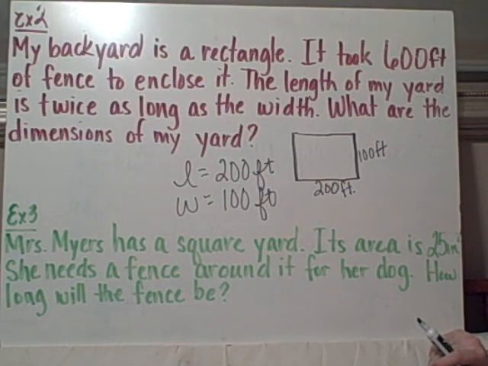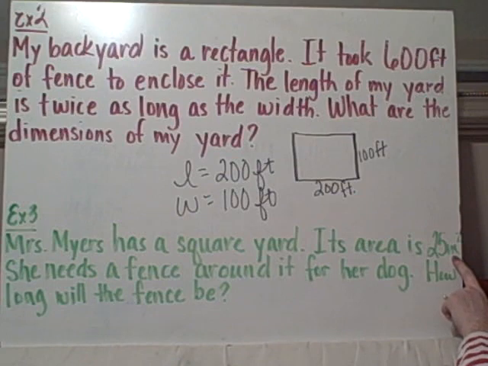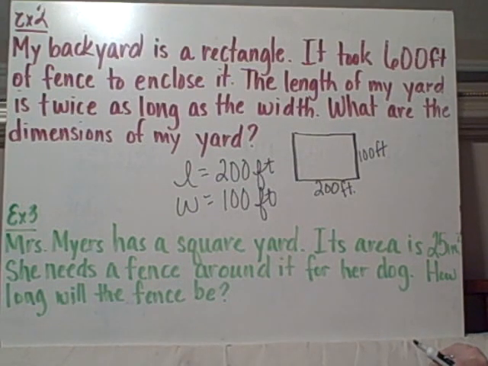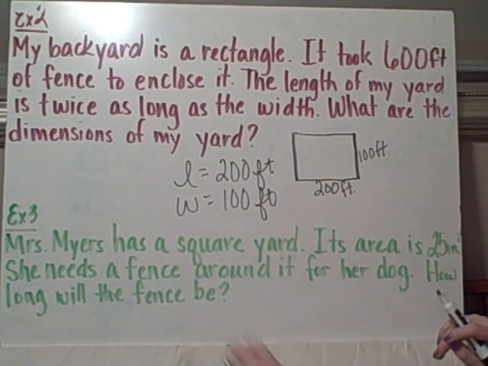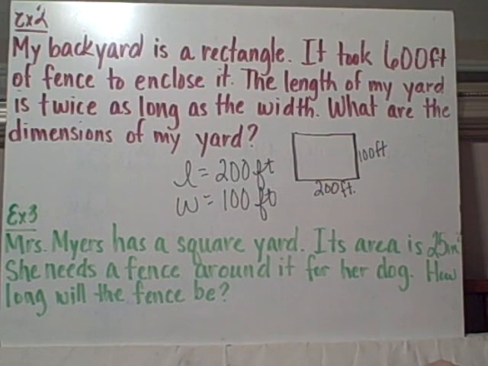Let's go to example 3. Mrs. Myers has a square yard. Its area is 25 meters squared. She needs a fence around it for her dog. How long will the fence need to be? You know the area. We need to go around her yard, so we need to find its perimeter.